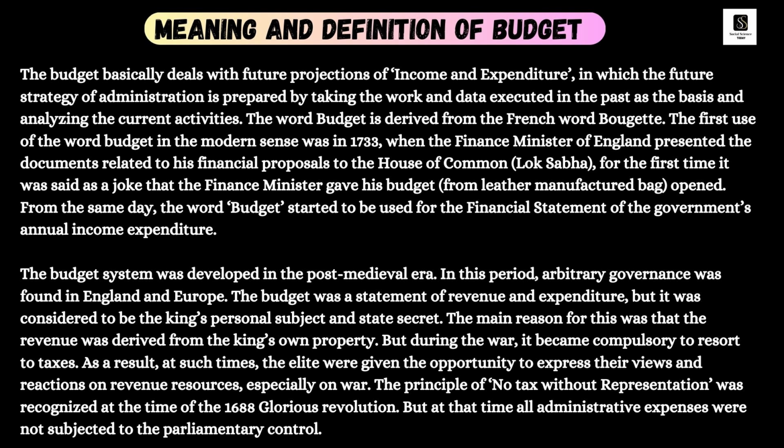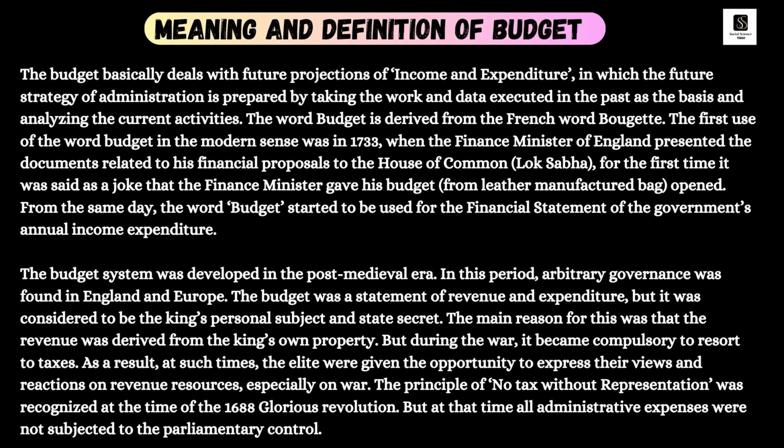The budget system was developed in the post-medieval era. In this period, arbitrary governance was found in England and Europe. The budget was a statement of revenue and expenditure, but it was considered to be the king's personal subject and state secret. The main reason for this was that the revenue was derived from the king's own property. But during war, it became compulsory to resort to taxes.